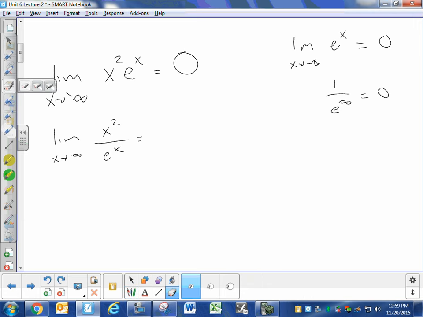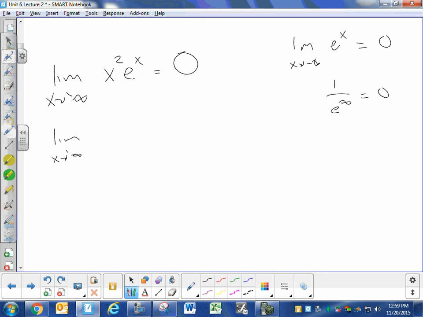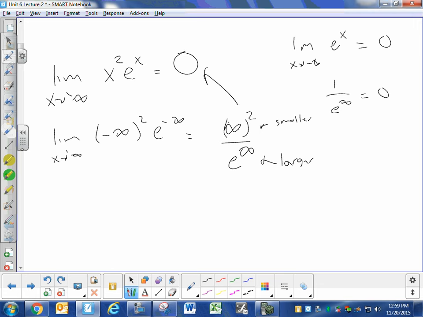Or another way to think about it, sometimes with limits you like to just plug in stuff. So you got like negative infinity squared and then e to the negative infinity. Well, sure, you got a big number being squared, but that underneath e to a big number, this would be larger in terms of its growth compared to this, which is another way you can think of that being 0.